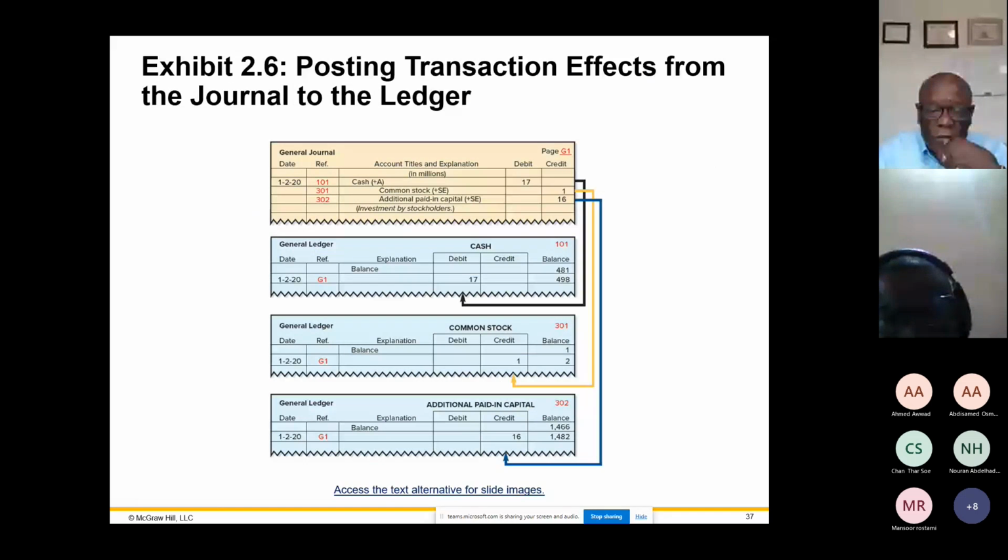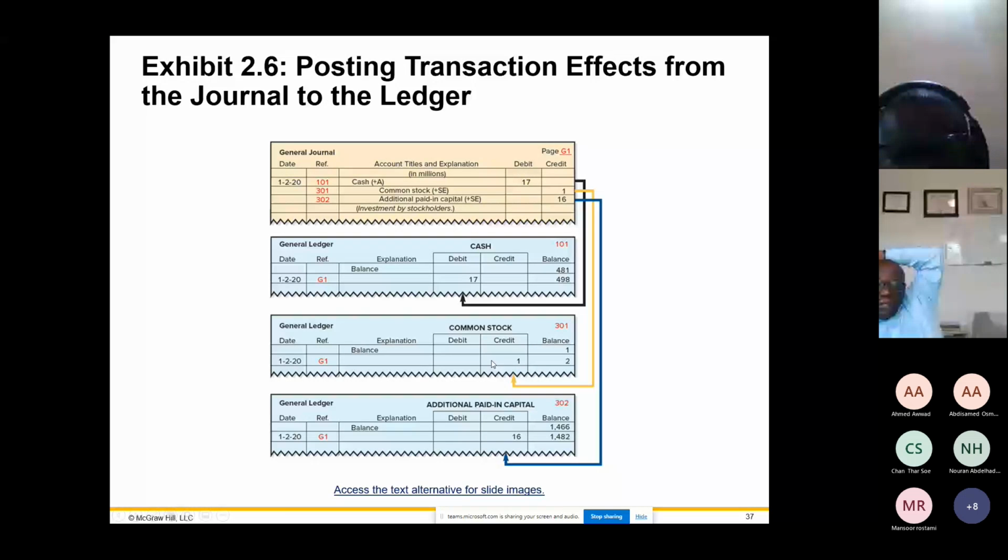All right, posting transactions, just like the transactions we have finalized. So you can see, this is what we call the general journal. Like I said, most of these things now are handled by computer. If you look at it here, you will see that in the general journal, cash has increased by $17. And what is causing the effect? Common stock, $1. Additional paid in capital, $16. Then when you look at the cash itself, the cash balance before that transaction was $481. But now, plus this $17, that has moved it to $498.